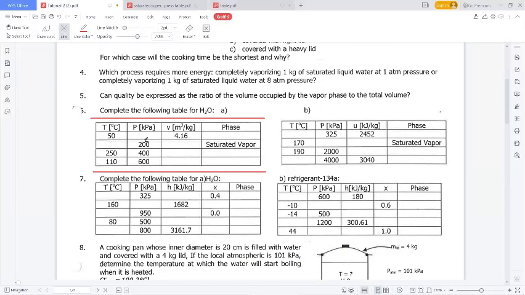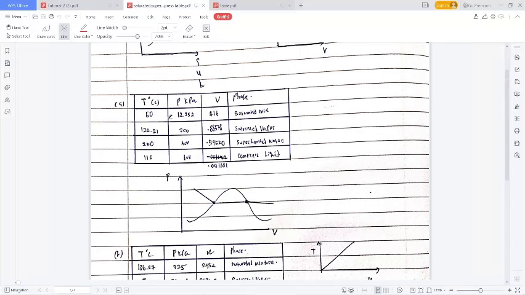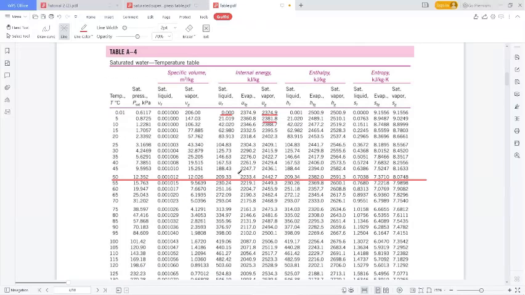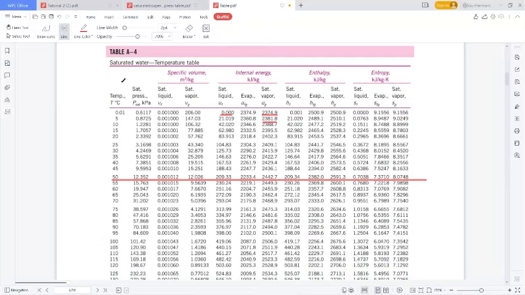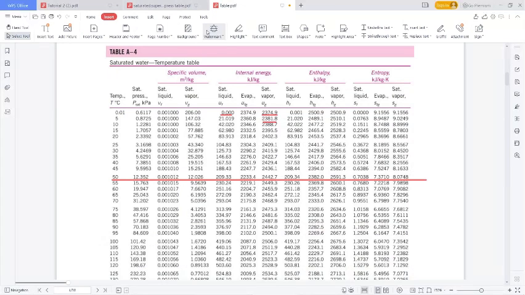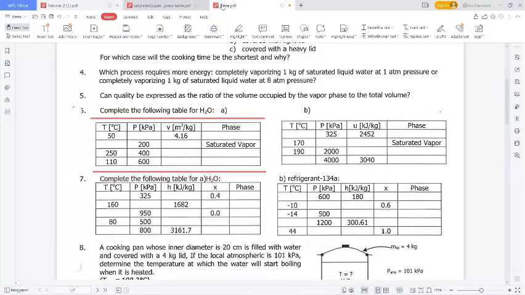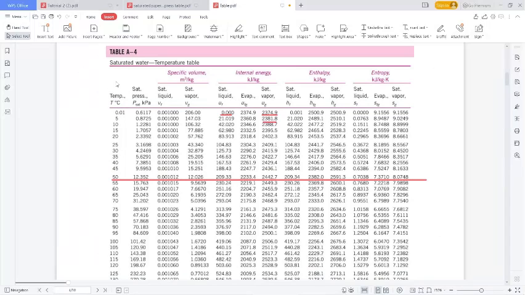And for the second row, we are given the pressure, which is 200, and the phase. When the question gives us the phase first, it is very, very easy to solve, because we know which table we need to refer to. For saturated vapor, you need to refer to the saturated table, either A4 or A5. Given a pressure of 200 kPa, just go straight to the saturated table at 200 kPa.